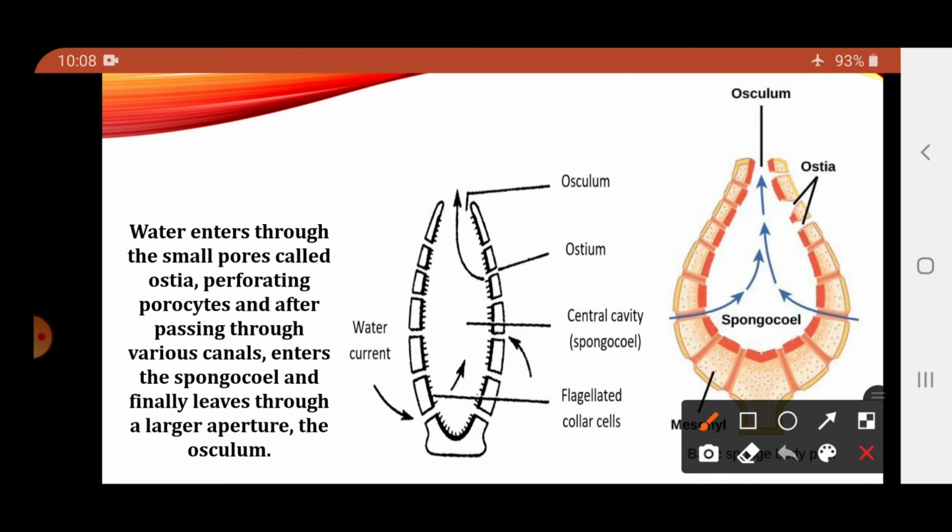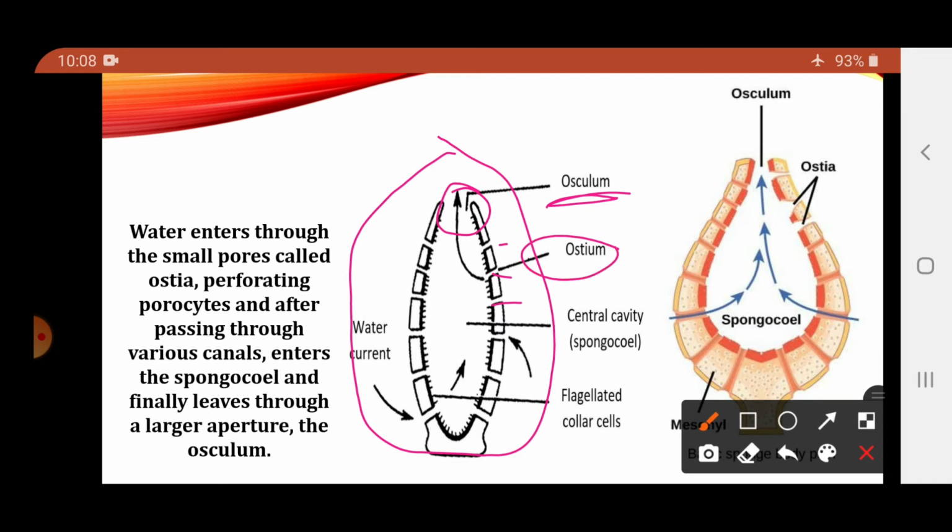Now see students, I told you the canal system. So here you can see there is a single large opening called as osculum. These are the small minute openings which are called as the ostia. And inside there is a large cavity, central cavity, which is called as the spongocoel. And this spongocoel is covered by the collar cells or choanocytes, which are flagellated cells. So these cells are which cells?